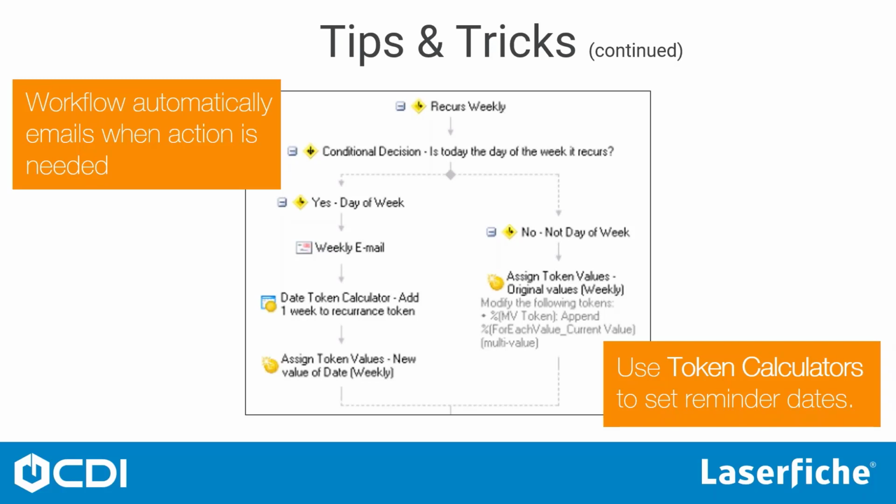With this, you can set up token calculations. So we use token calculations to set reminder dates. So this is really great. Once you've got that approved contract, it's been automatically filed in your system. Based on the contract expiration date, Laserfiche can calculate, maybe a reminder 90 days in advance to let accounting or procurement know that this contract is expiring, you need to take action, so that we're not, again, scrambling at the end.